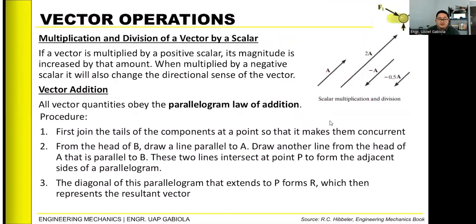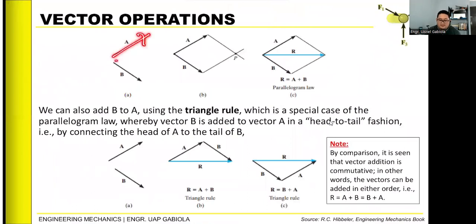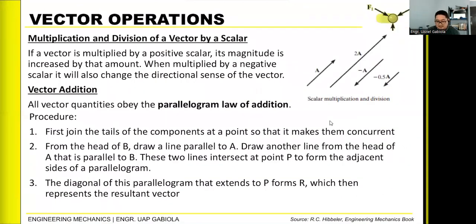In vector addition, all vector quantities obey what we call the parallelogram law of addition. The procedure on how to construct the parallelogram law is indicated in 3 steps. First is to join the tails of the components at a point so that they are concurrent, meaning they start at the same point. Let's say we have vector A and vector B. For the first step, we join their tails to make them concurrent.